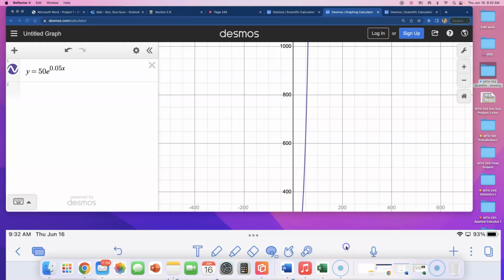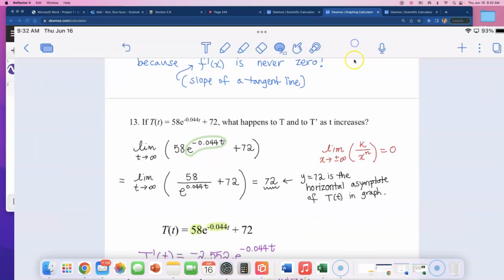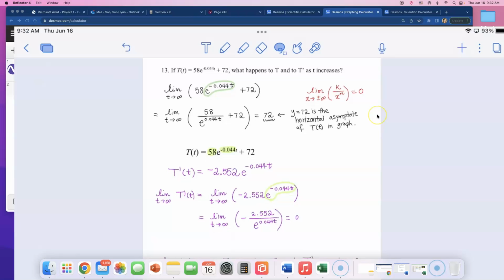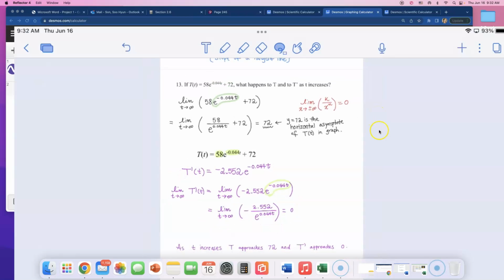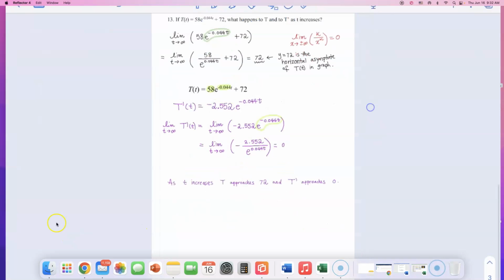I would love to see some reasoning. You may mention the graph and how the graph is going up without bound to the right side. That will be okay. The limit will just come out to be positive infinity, or does not exist. I'm excited to read how you're going to explain your reasoning on number 13 on your exam 2 this week. Okay, so that's it for number 13.